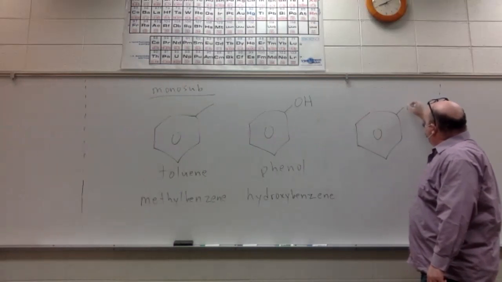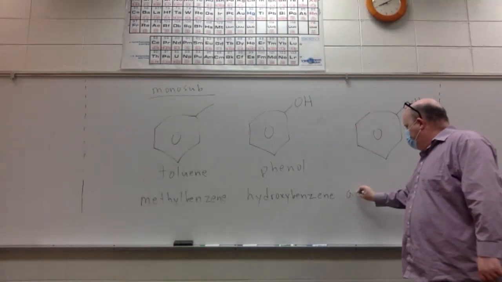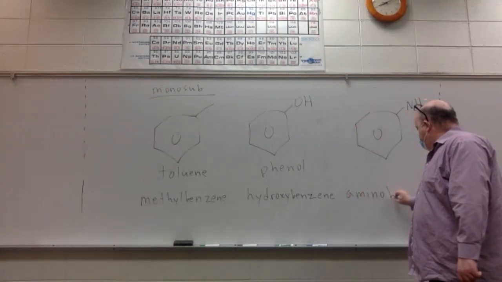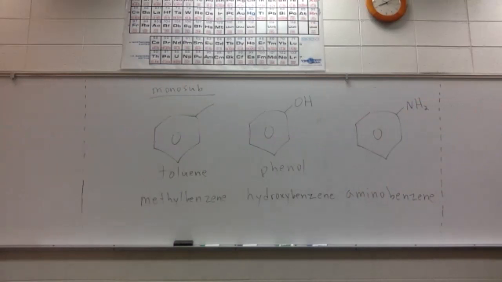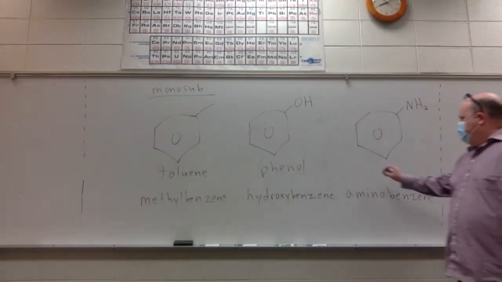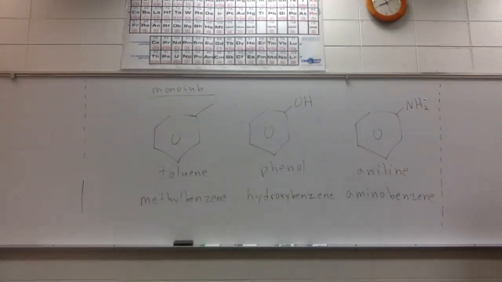And then you have this. You have a benzene ring with an NH2. You could call this aminobenzene. By the way, an NH2 group is called an amino group. But it's more well known as aniline. Where did they get all three of these names? I have no idea. But they're there, and we go on.